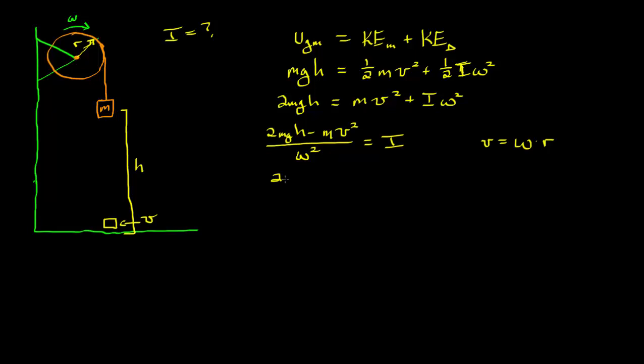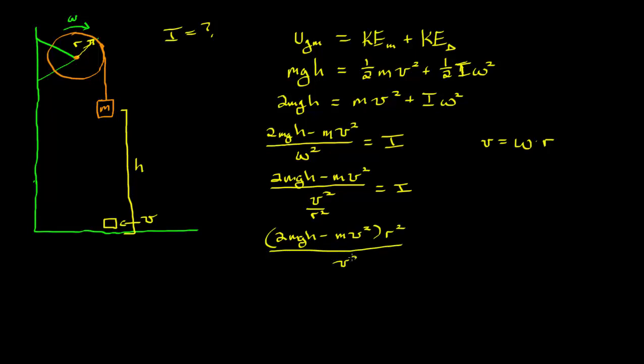So we get 2 mgh minus mv squared, over v squared over r squared, is equal to the inertia. Multiplying that up, you get 2 mgh minus mv squared, that quantity times r squared divided by v squared. That would be your rotational inertia for this object.